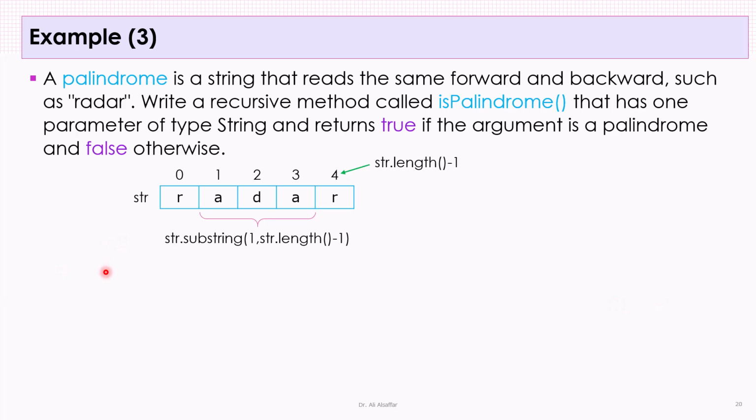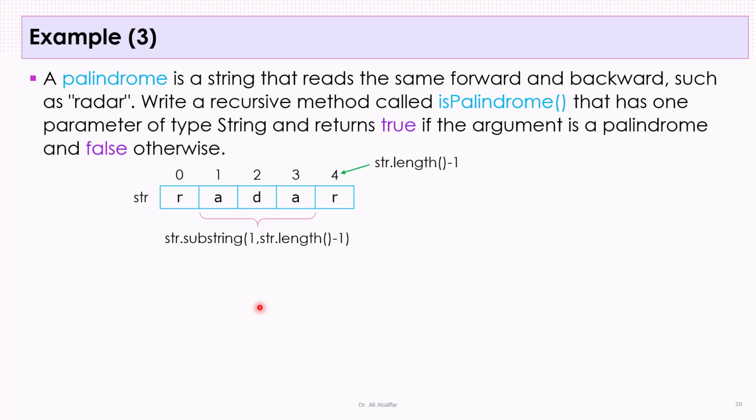The second point that we want to emphasize is when to stop the process. We stop the process whenever we call the method recursively on a substring that has size less than 2. Because if we have a substring of size 1, then it has only one character, and this character is the same whether it is the first or last character, and the method should return true as a result.